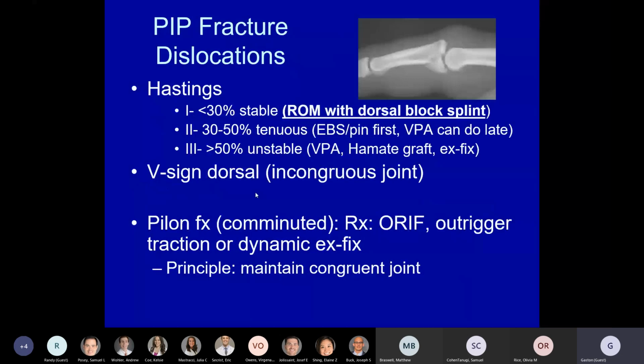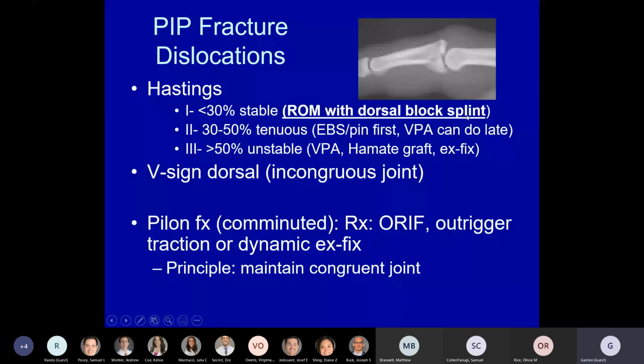PIP fracture dislocations. These you've seen a lot of on the OITE. If the amount of articular surface is less than 30%, then it should be stable and your treatment is a dorsal blocking splint and early range of motion. They shouldn't ask you about 30 to 50%. If it's more than 50%, it's by definition unstable and needs something done. What's the radiographic sign of instability? It's what's called the V sign, which you see here, a V back here as opposed to being congruent.